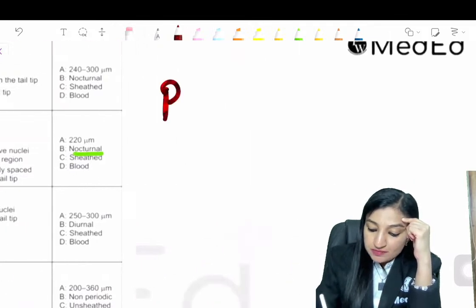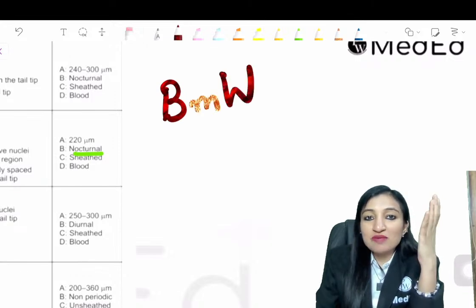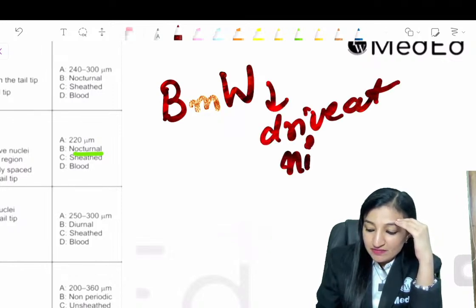Now, just a little tip. Let's say you buy a BMW. I hope all of you buy a BMW someday. Let's say you buy a BMW, drive it at night only. Drive at night.